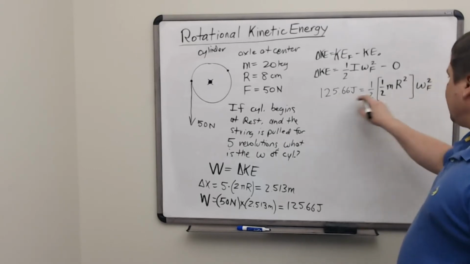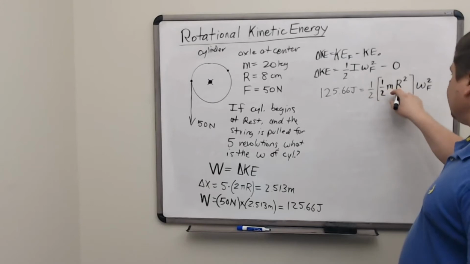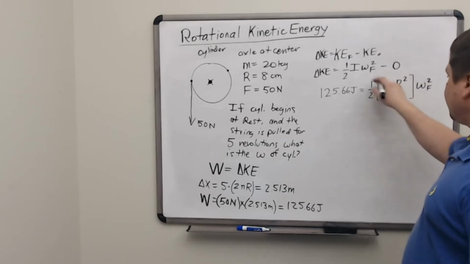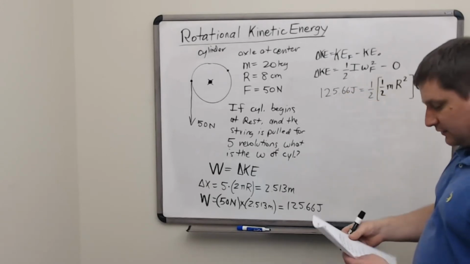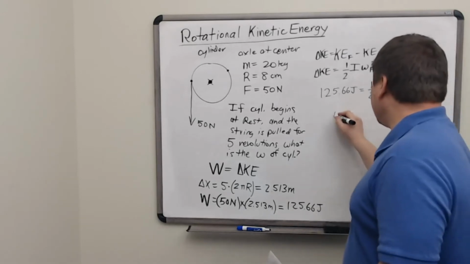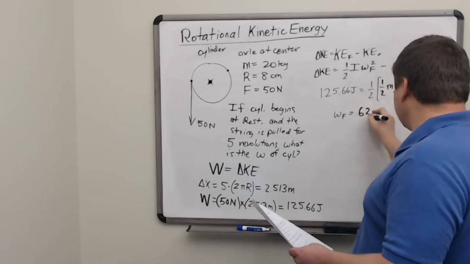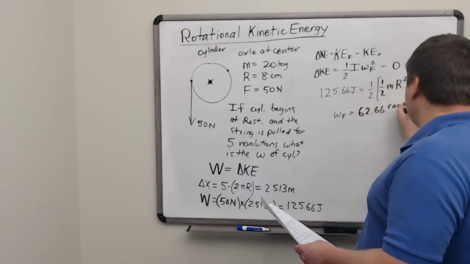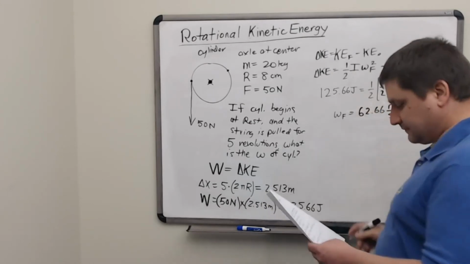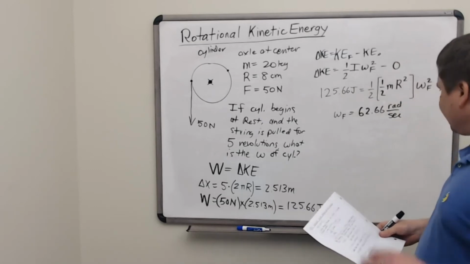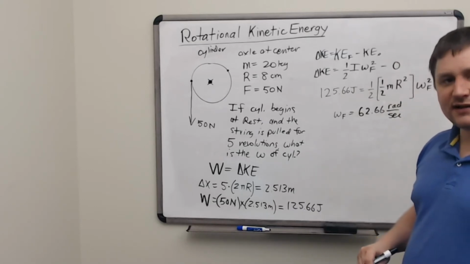So if we plug in our mass, 20 kilograms, and our radius, 8 centimeters, to this formula and solve for the final angular velocity, we will get 62.66 radians per second. That's about 10 revolutions per second.